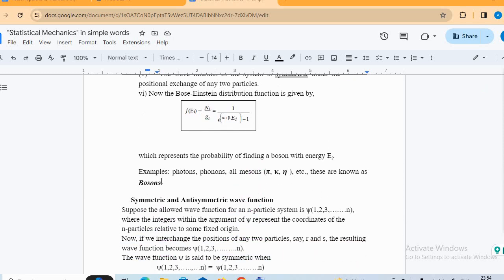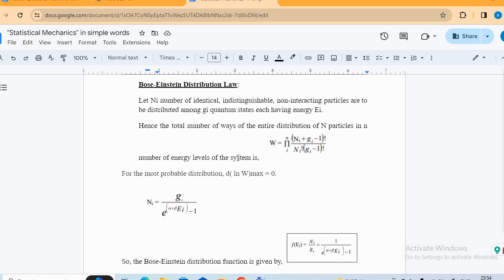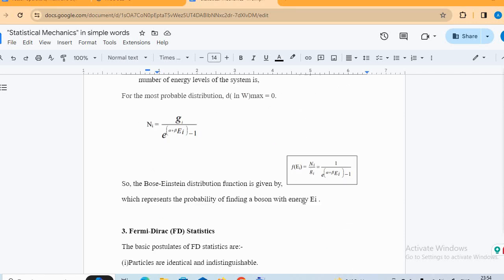Some examples of bosons are given over there. Photon, phonon and all the meson particles are bosons. Again, the same concept of calculation of the occupation index. The number of particles can be arranged here, so this is given by this particular relation. Then again, we need to find the most probable one, which can be calculated by differentiating this. So n by g gives you the distribution function.